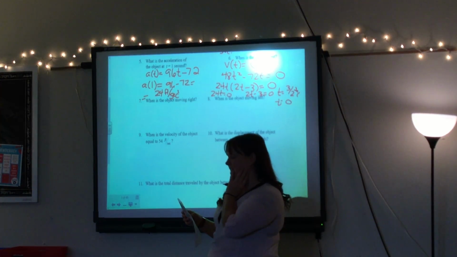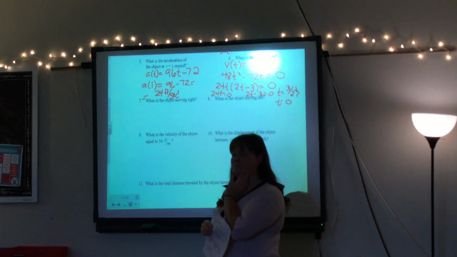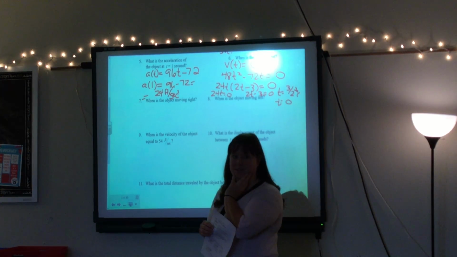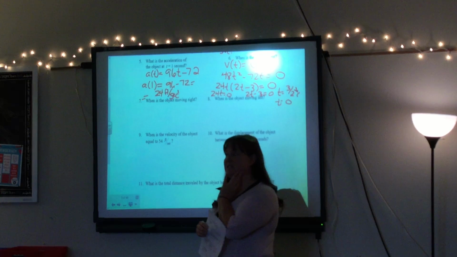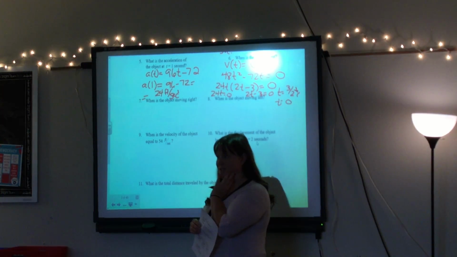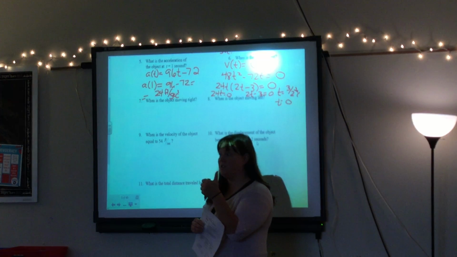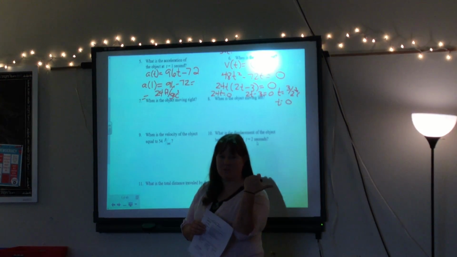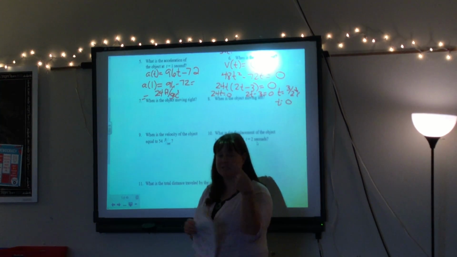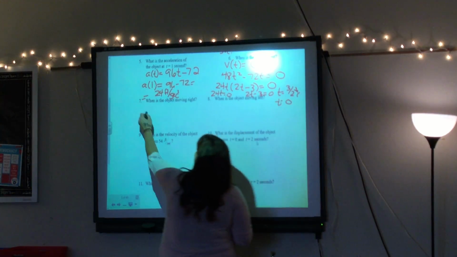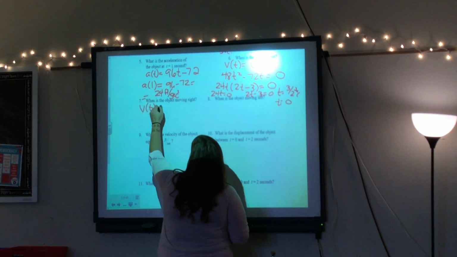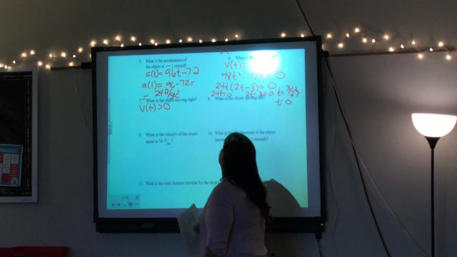When our velocity is greater than 0, it's moving to the right, because the velocity tells us direction. It will be going to the right when it's greater than 0, and going to the left when our velocity is less than 0. So the question is, when is our velocity greater than 0?